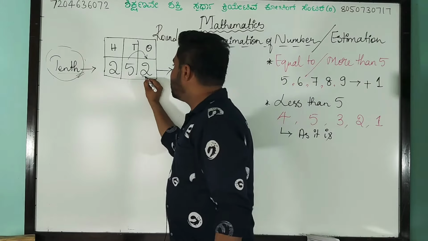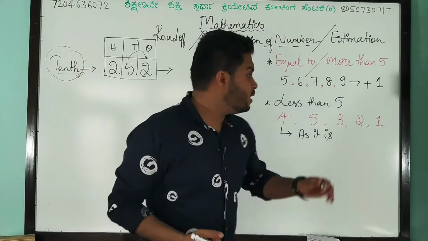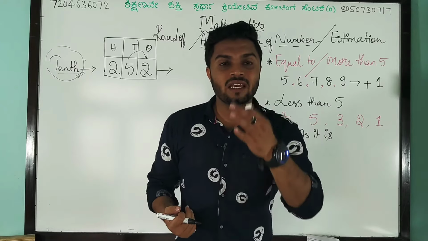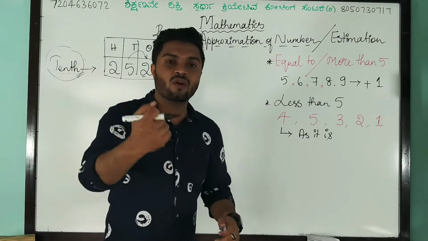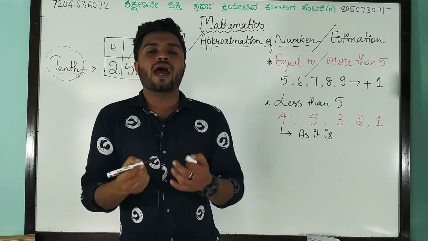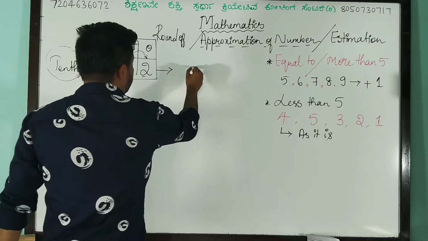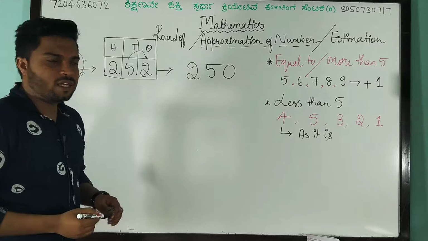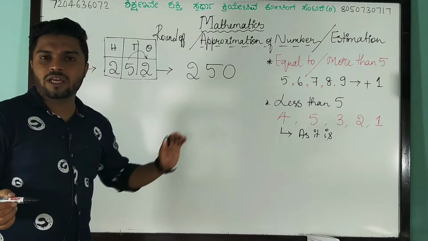What do you have in the ones place now? 2. Is 2 less than 5 or more than 5? It is less than 5. So if it is less than 5, what will it become? The number in the 10th place will be as it is. Nothing will change. See here, I am going to write it like this. Did you understand? This number becomes 0.